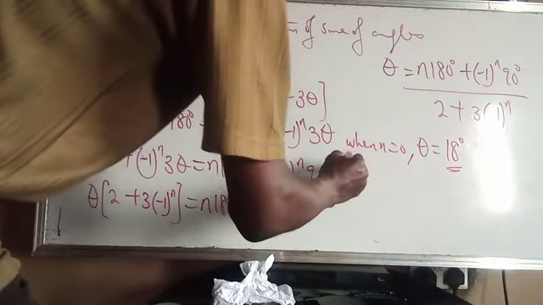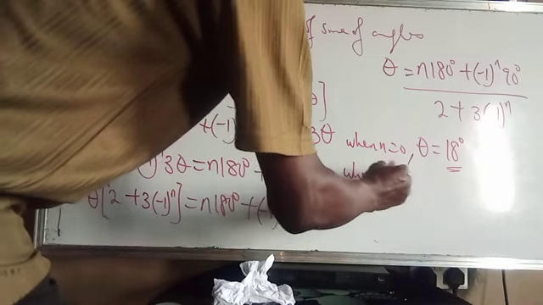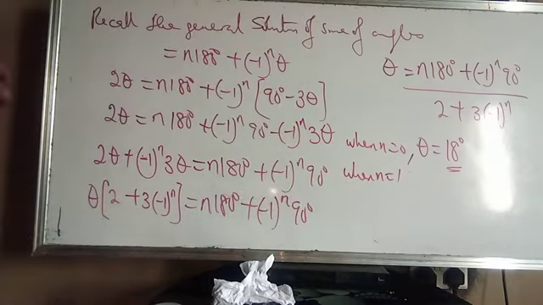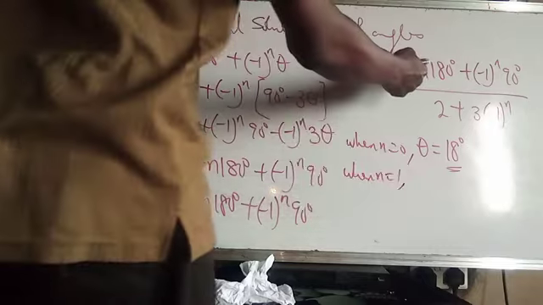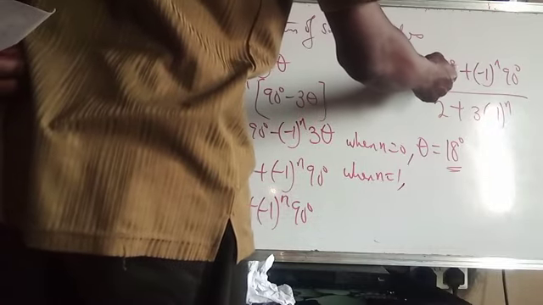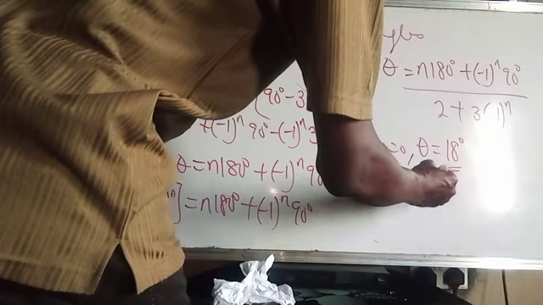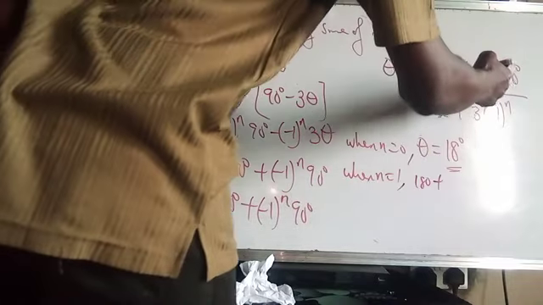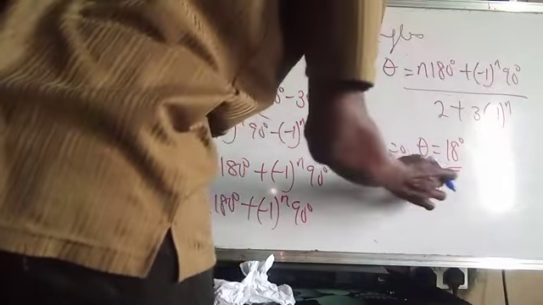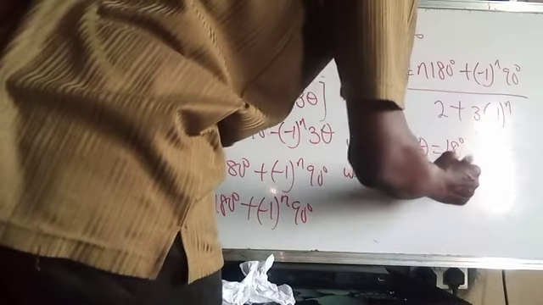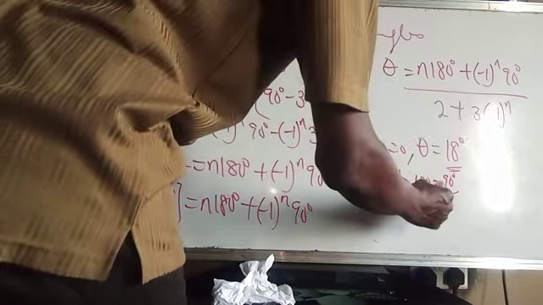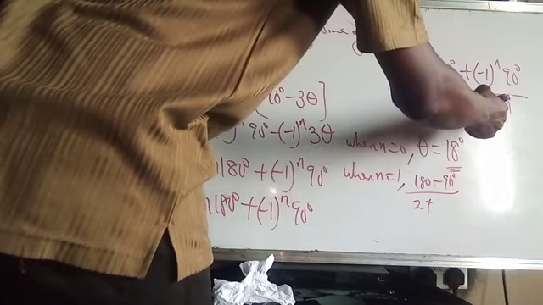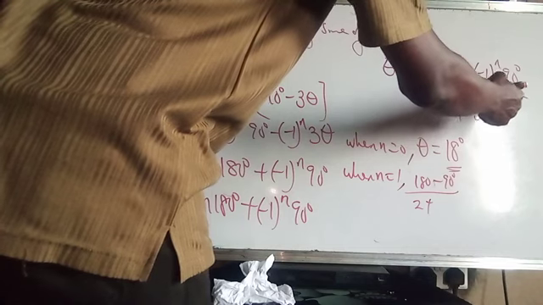Yes. Now, when n equals 1, we are going to get the negative value, you see? Because this will be what? 180, 1 times 180, 180. Let's write it out clearly. 180 plus, now, minus 1 raised to power 1 is minus 1. So this one is minus 90 degrees all over 2 plus 3 minus 1. Minus 1 raised to power 1 is minus 1.